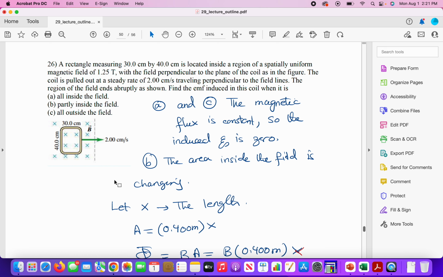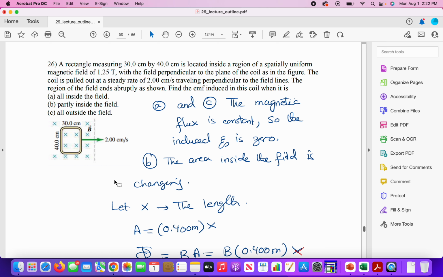Now, when it is all inside the field and there is no rotation, there is nothing to change the area, so the flux is not going to change, and therefore we're going to have zero EMF. And of course, this is for A. For C also, when it is outside the magnetic field, nothing will happen and we will not have an induced EMF.